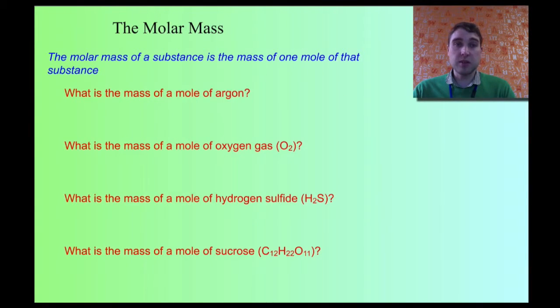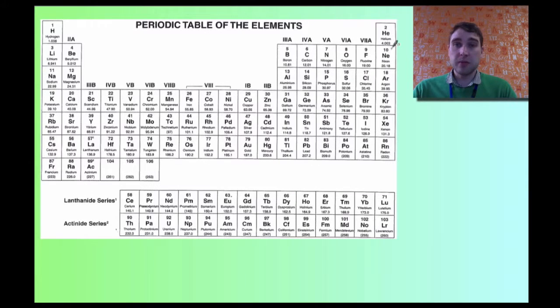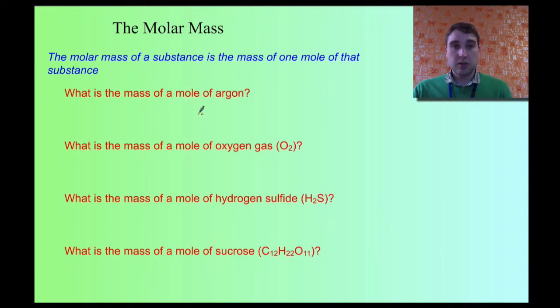So the first one says, what is the mass of a mole of argon? So we'll look on our periodic table, we'll find argon over here, and we can see its relative atomic mass is 39.95. So the way I represent that, molar mass of argon, so molar mass, capital M, Ar, that's the symbol for argon, is equal to 39.95, and our unit is grams per mole. Alright, let's look at the next one.